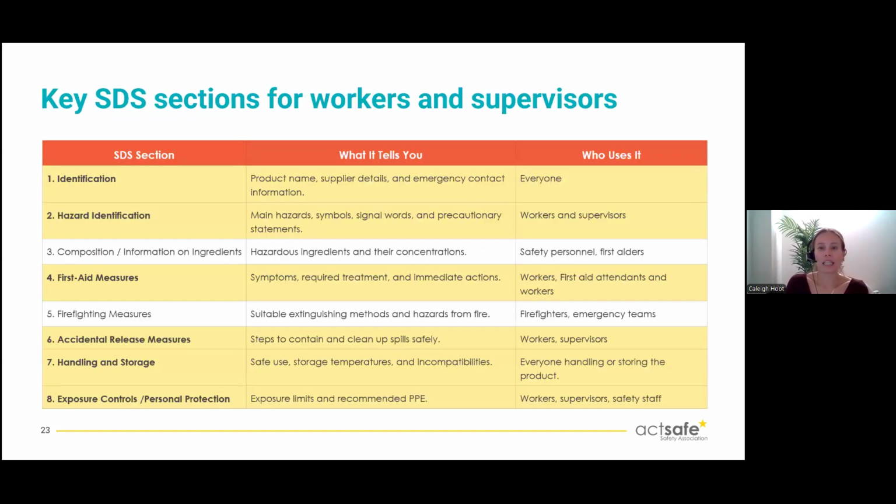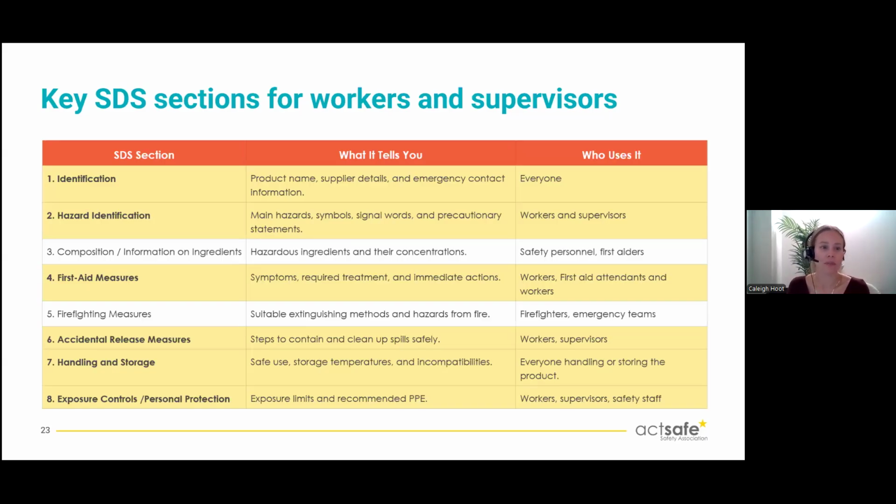All right, so each safety data sheet is going to follow the same 16-section format like we just talked about. This is set out in your Hazardous Products Regulations. All of these sections have to be there. We're not going to go over every section, but as you can see on this first half of the chart, I've highlighted some sections for workers and supervisors. These are some sections that are really good to know. Some of the sections you may never need, but it's also really good to know what's contained in an SDS, what 16 sections are in there.